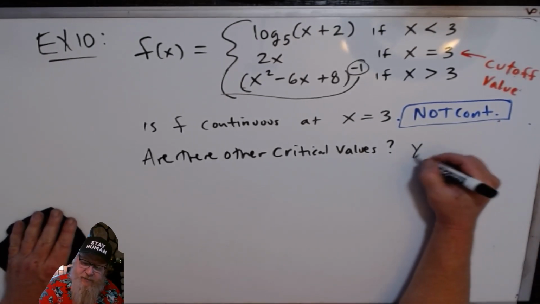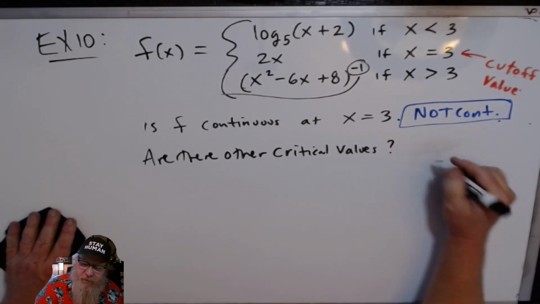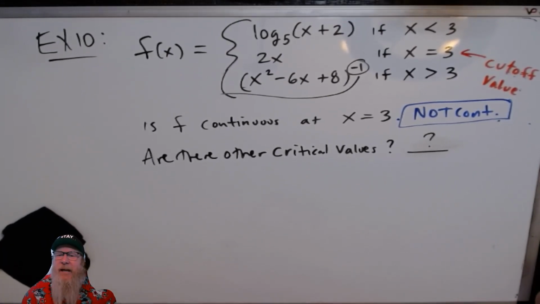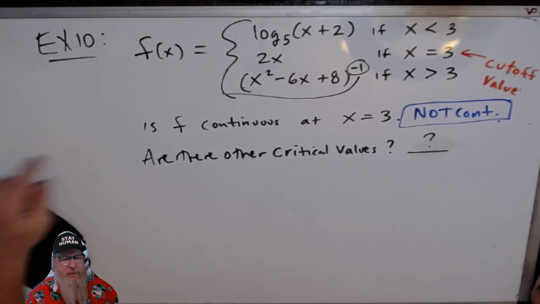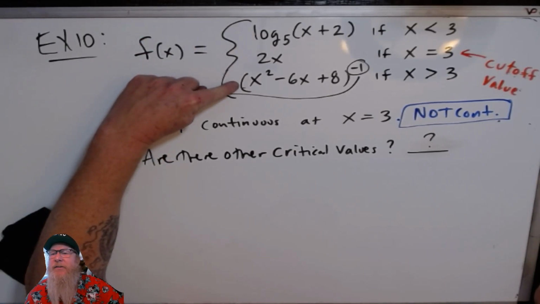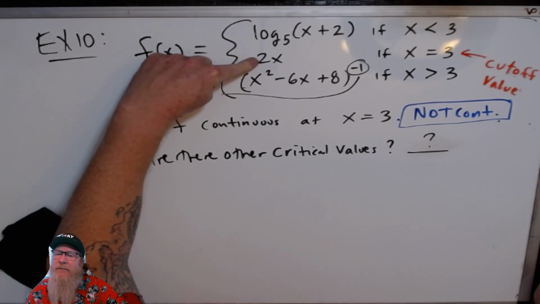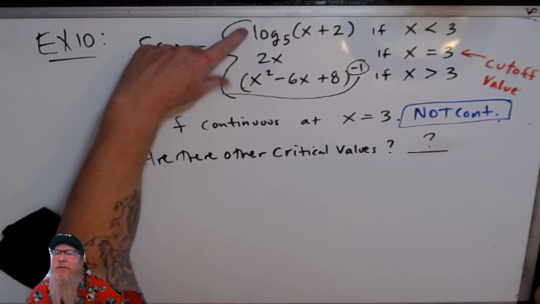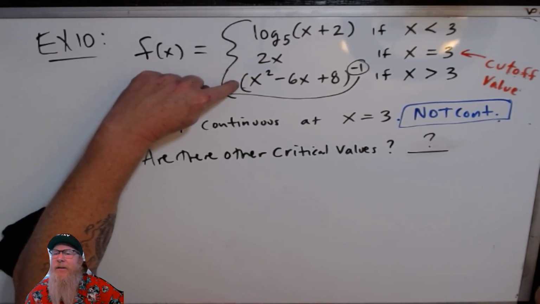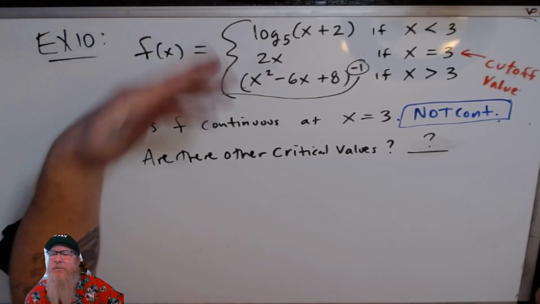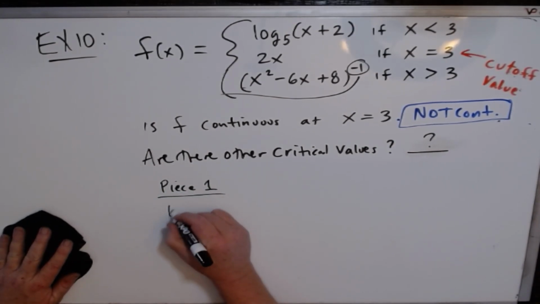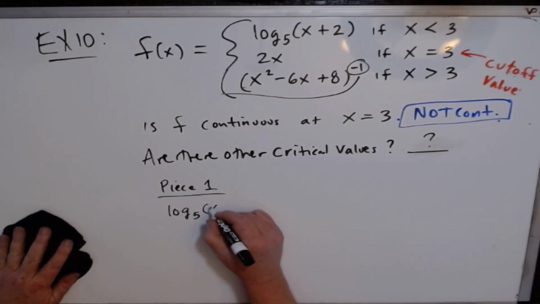Well, the answer is yes. But let's just start off with we don't know. I wouldn't be doing this example if the answer was no. I would say this example's over because there are no more critical values. We have 2 functions that have restrictions. The middle one is a line, which is a type of polynomial of degree 1. It doesn't have any restrictions. But we just talked about logarithms and reciprocals or rational functions. So from piece 1, we have log of x plus 2.